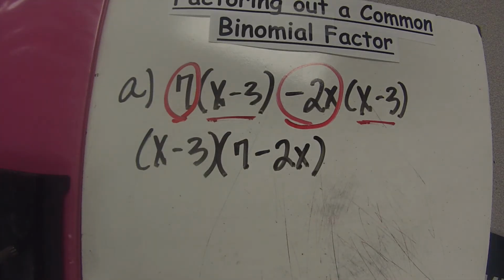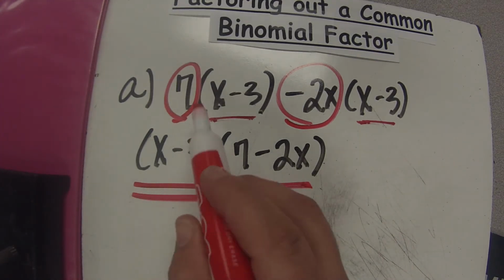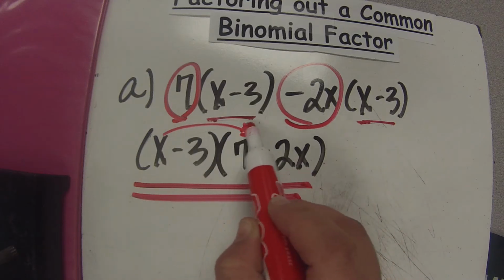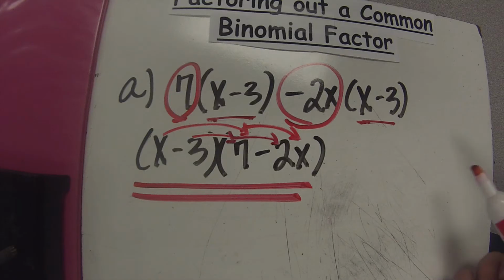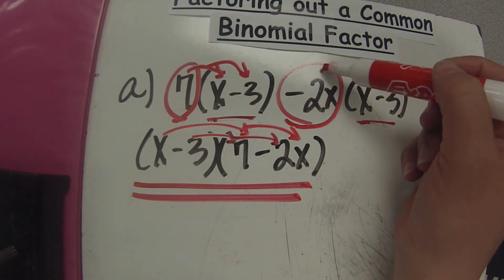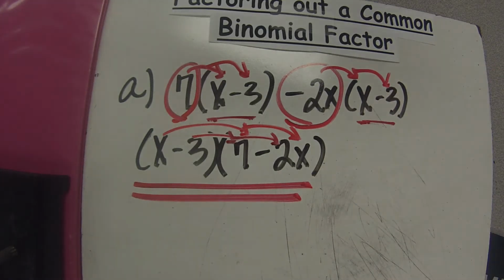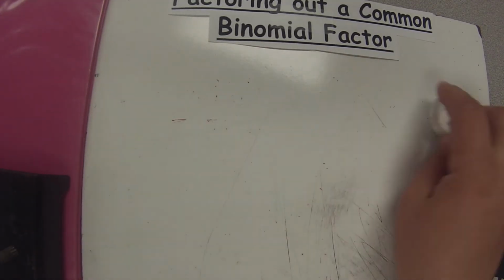Okay, let me recap something real quick. If we were to have had this original problem, we would take the x, multiply it by both, take the 3, multiply it by both, right? Same thing up here. We could have taken the 7, multiplied it by both, the negative 2x, multiplied it by both. You'd end up getting the same answer. So what we're doing here is basically just finding that common binomial factor, pulling it out, and what's left over will be my new factor term.